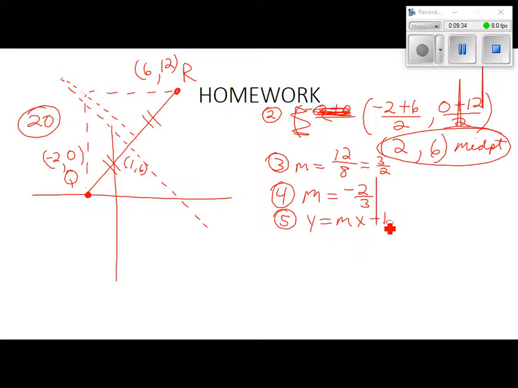We use the y equals mx plus b. We use these two, and we just plug in. What do we plug in for y? The y coordinate from right there. What do we plug in for m? -2/3. What do we plug in for x? 2.